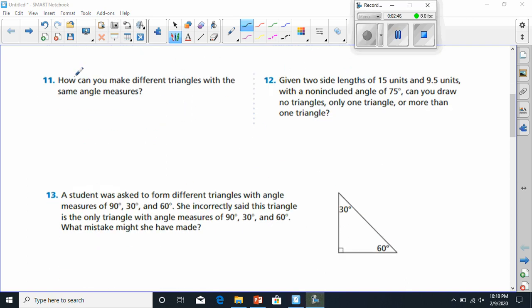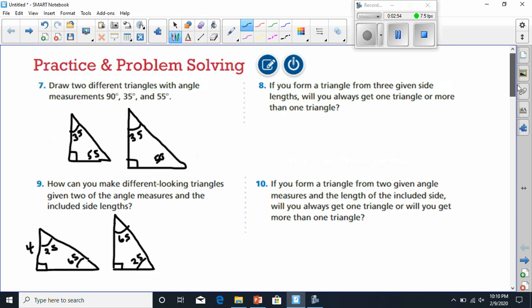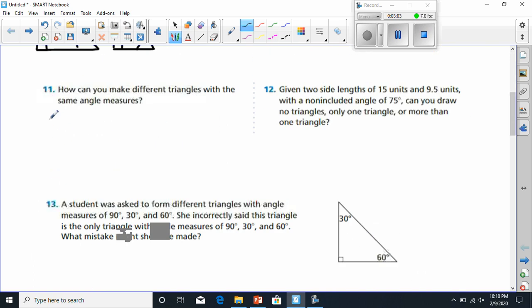Number 11 says, how can you make different triangles with the same angle measures? Well, we answered that right over here at number 7, right? We have the same angle measures, different triangles, and we just increase the length of the sides to make different ones. So use different side lengths would be our answer.